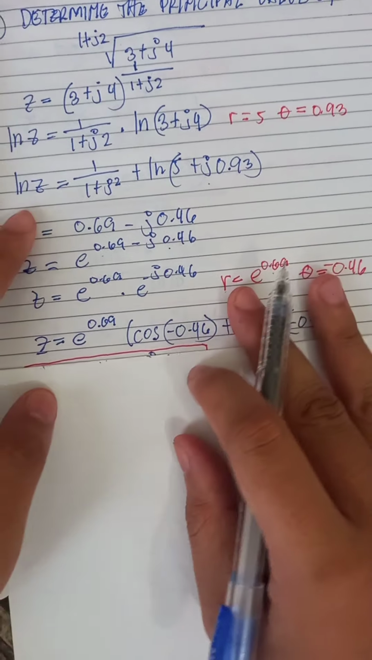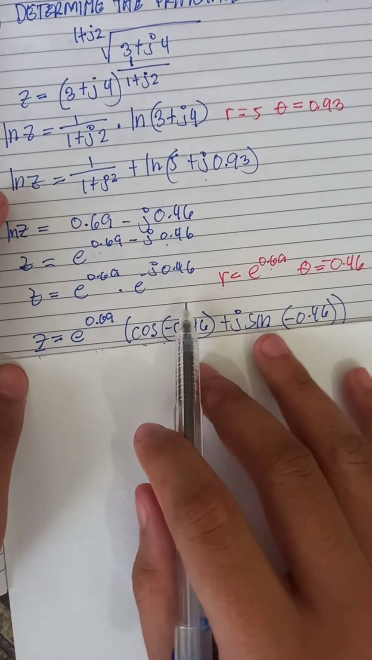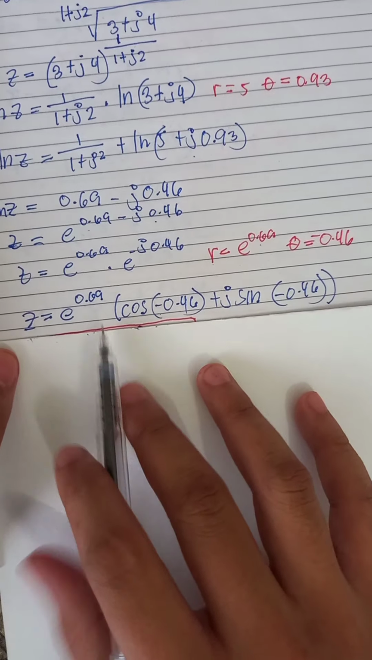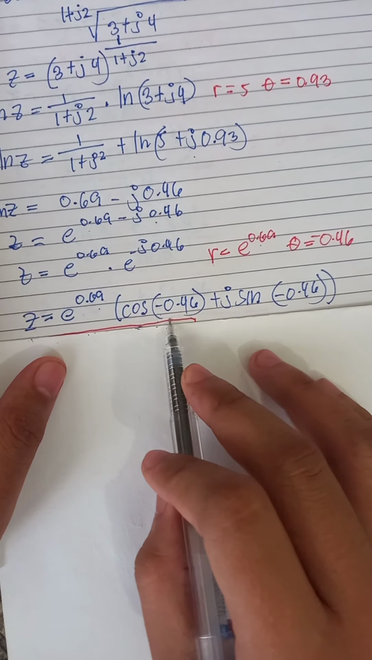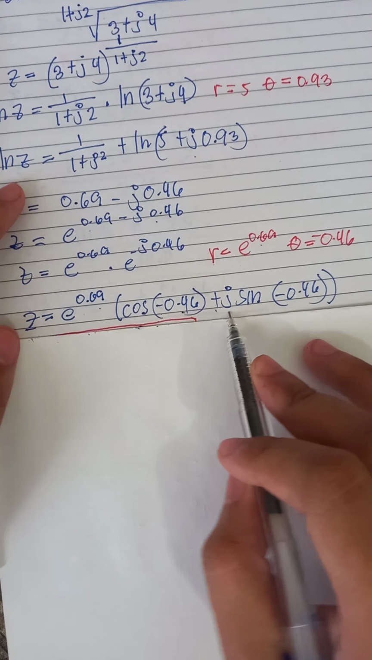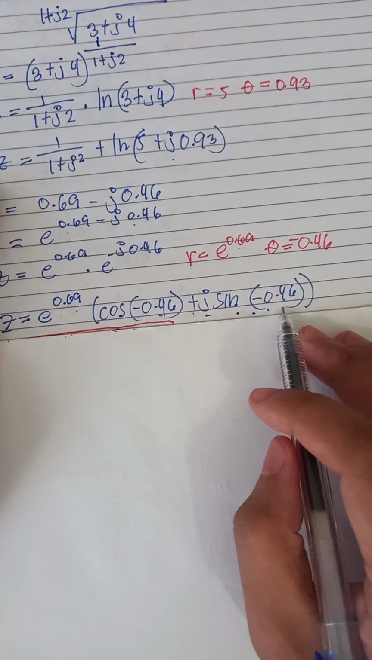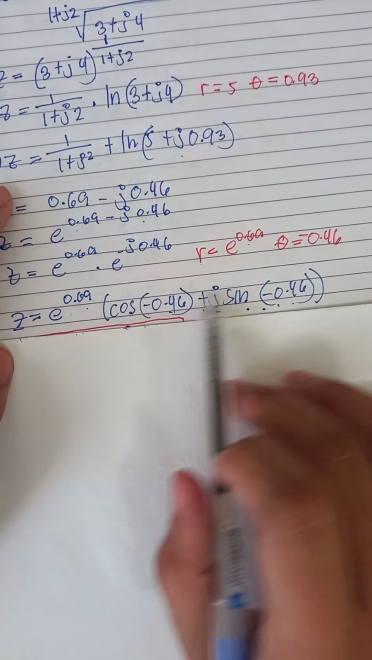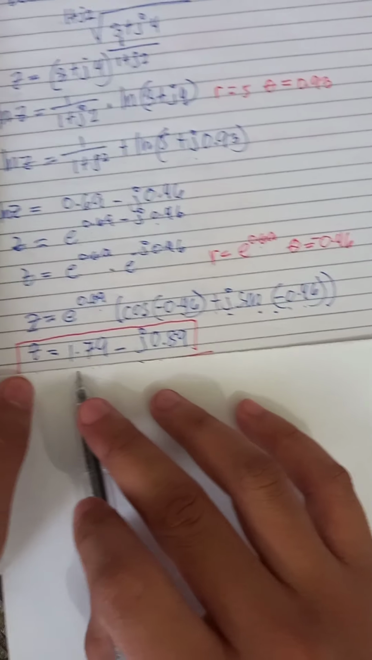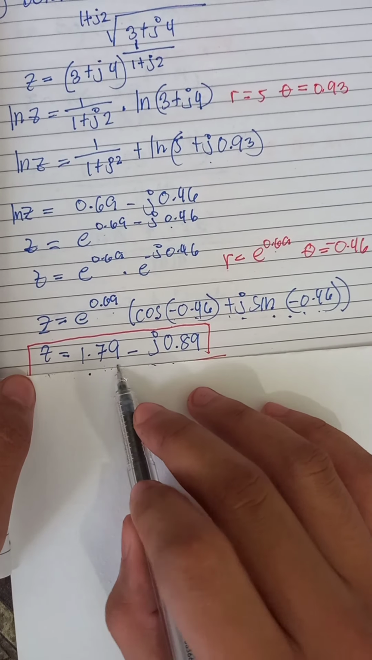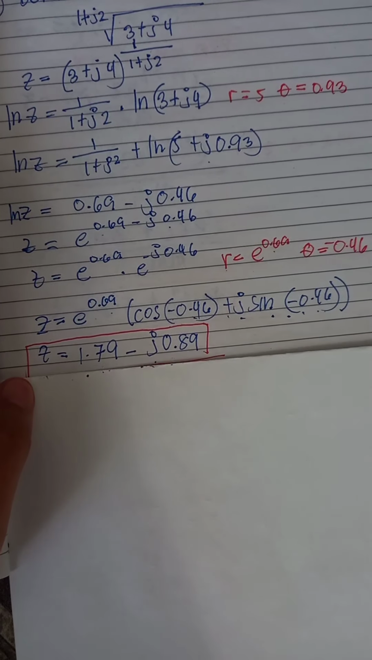And then the next step is we have to perform the exponential form using the formula of exponential form. So e raised to 0.69 times cosine of negative 0.46 + j sine of negative 0.46. So the value of this, calculating using your calculator, is z equals 1.79 minus j0.89.